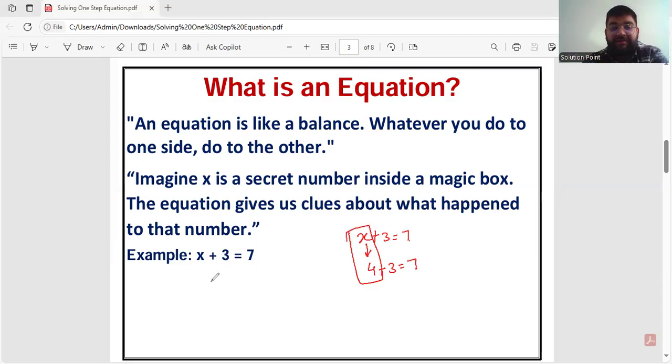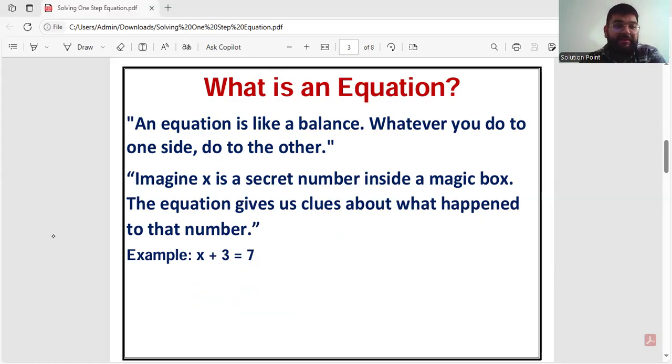The other way in which we can find the value of x is by applying inverse operation. For doing that, we need to isolate this x on one of the sides. So we need to get rid of this plus 3. The inverse operation for addition is subtraction. So we need to subtract 3 from both sides. This becomes x plus 3 minus 3, and this becomes 7 minus 3. The plus 3 minus 3 becomes 0, and we are left with x here, and 7 minus 3 is 4. So the value of x is 4.